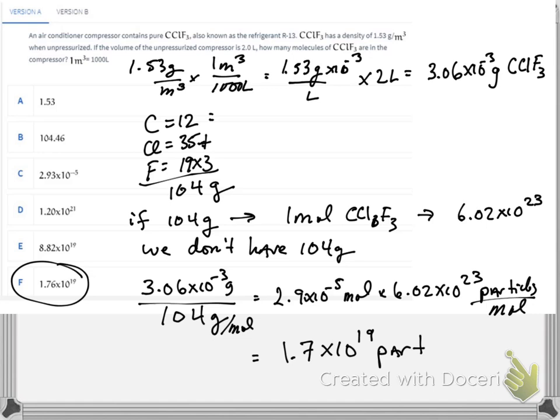So same methodology. The first thing you need is the mass. You ask yourself, do I have the mass that's exactly equal to 1 mole? And if you don't, then you divide by that mass, the mass that's exactly 1 mole. And then multiply by Avogadro's number.